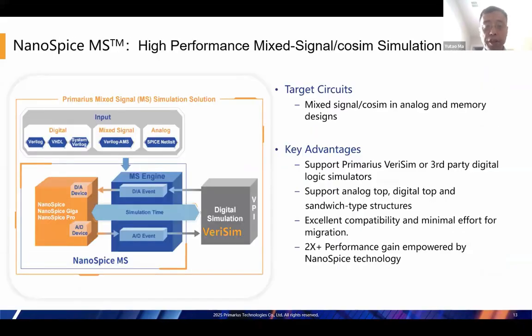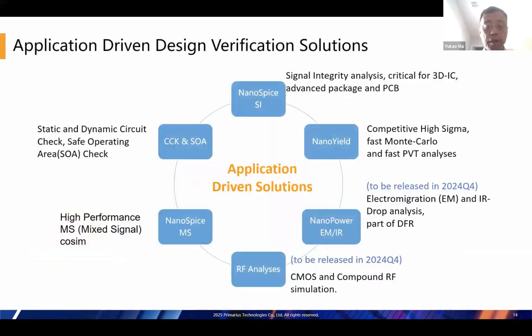Also, the mixed signal simulation engine can support transistor level simulation with Verilog and VHDL type circuit simulators, bringing them together to do the simulation. We support our own digital simulator called cosim, and also support the third-party digital logic simulators used in the market. And then the design verification solution has to be very comprehensive. We also provide all those different application-driven design verification solutions.